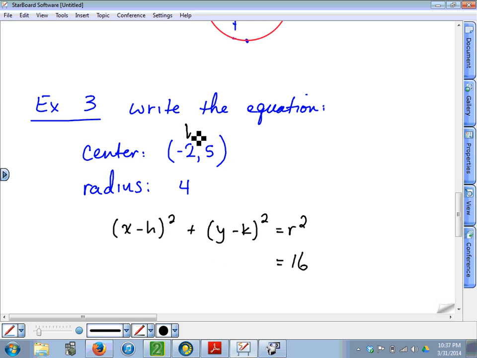Now remember, the center of the circle, this is h, and that's k. X minus h means x minus -2. X minus -2 turns out to be x plus 2. Y minus k means y minus 5. And that's really all there is to writing the equation. Given the center and the radius of the circle, that's all you need to do to write the equation of the circle.